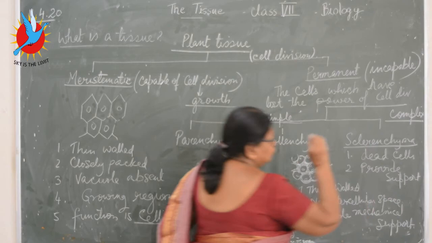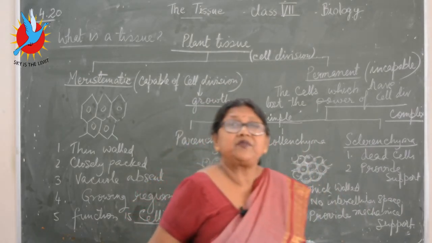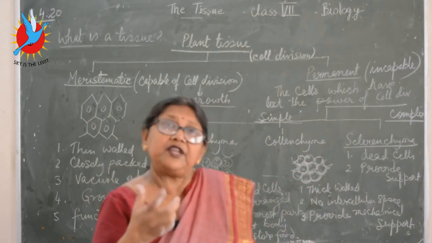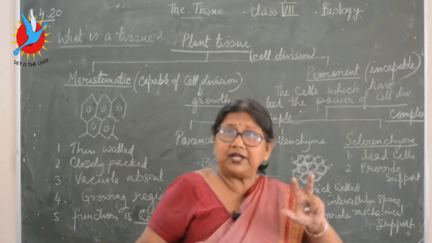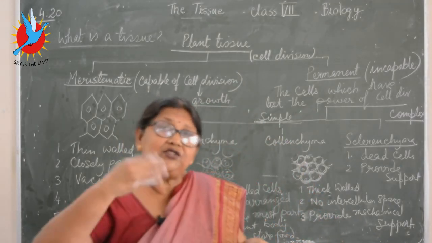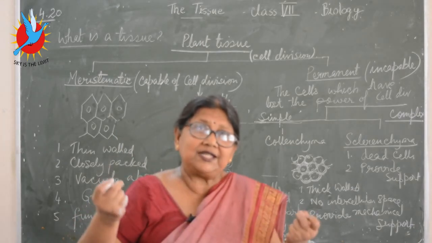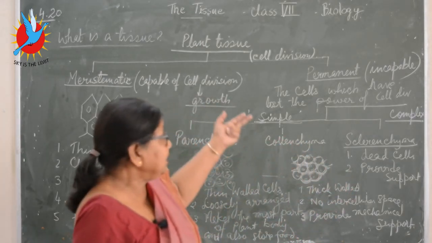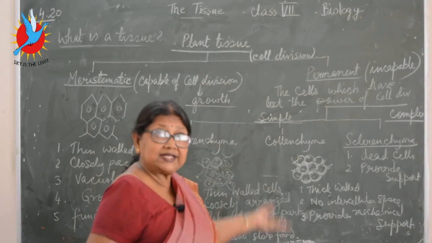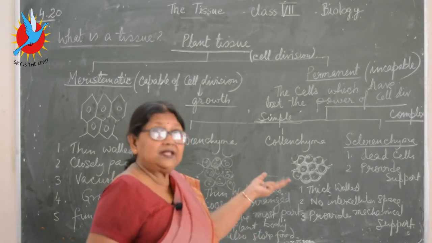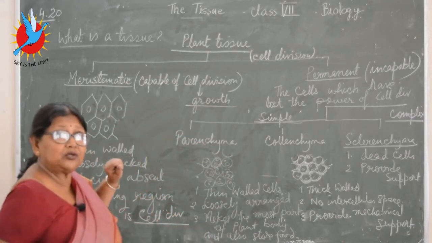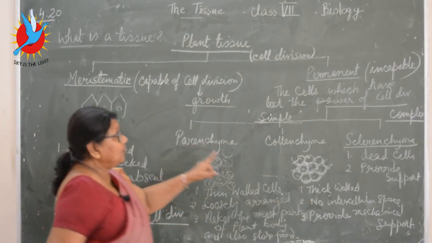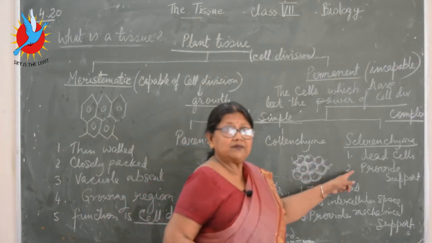Same, but stronger, and especially you have seen the hard covering of the seeds. You have seen the coconut, right? Not the green coconut, even the green coconut, but when it dries up, have you seen those fibers, brown fibers? These are all Sclerenchyma cells, dead cells of Sclerenchyma making the thing. So this is about the simple permanent tissue: parenchyma, collenchyma, Sclerenchyma.